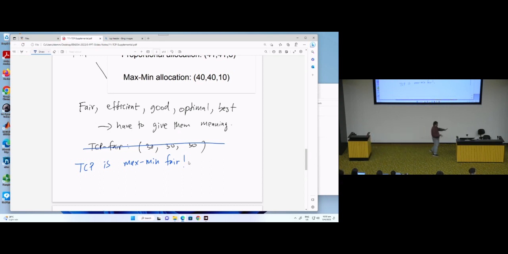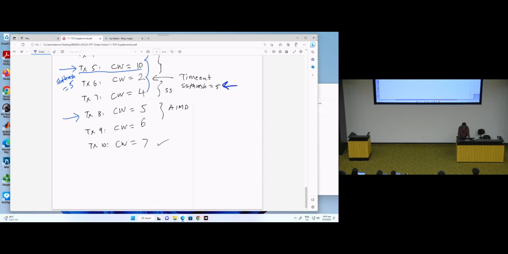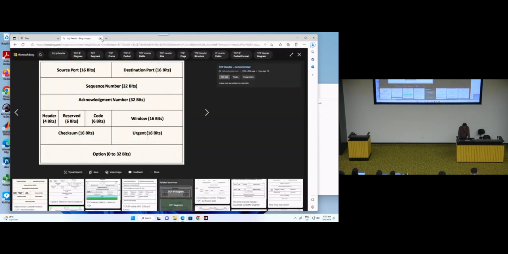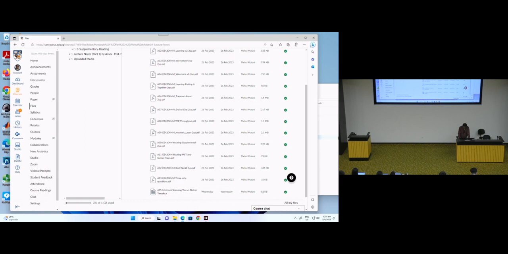All right, so I think that's all I want to say about TCP and rate allocation and resource allocation. Any questions? Okay. Okay, the second thing I want to do is there's a routing supplemental.